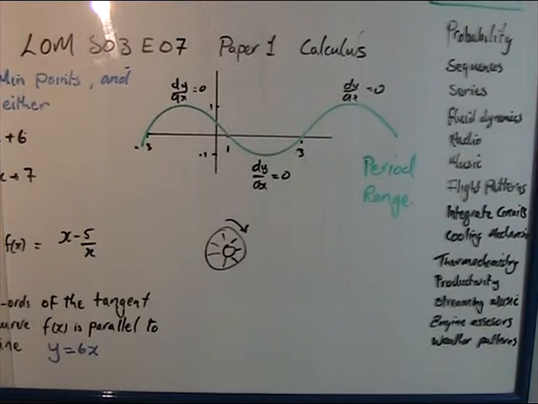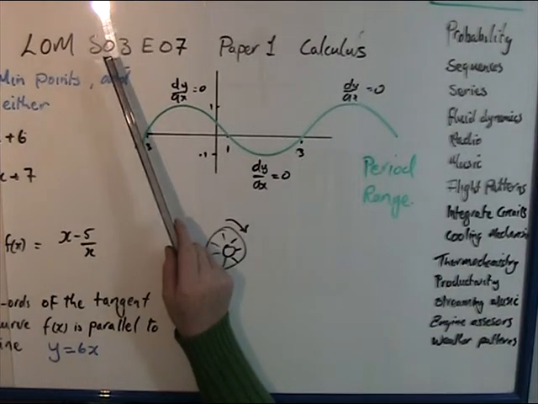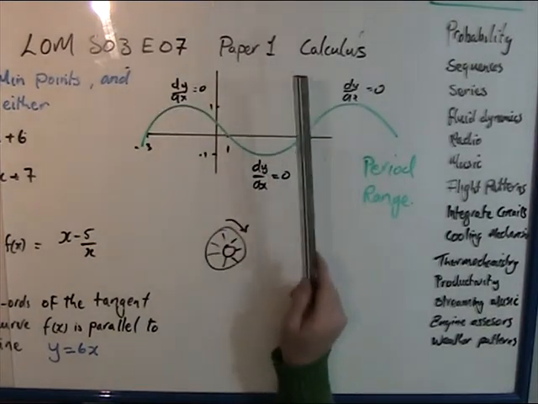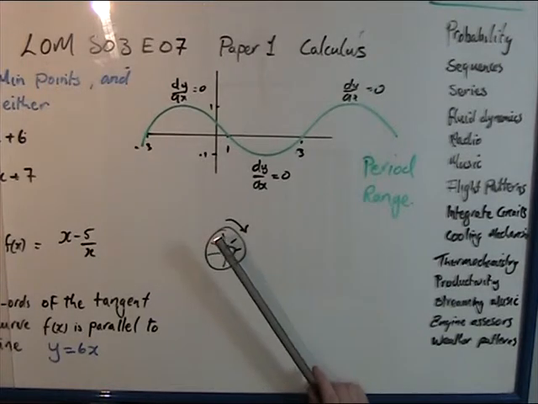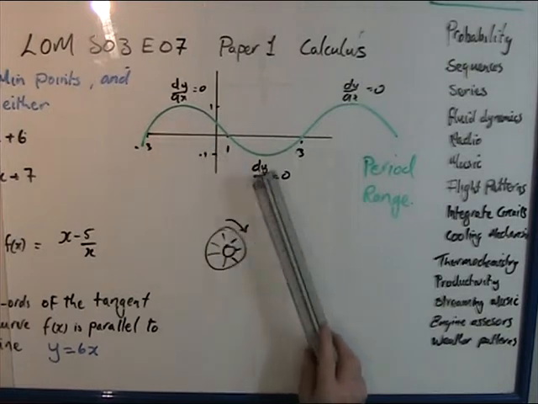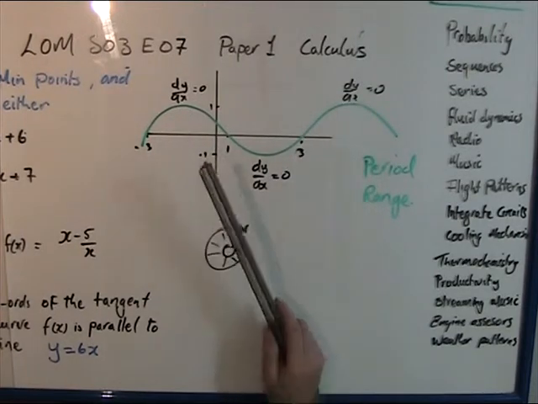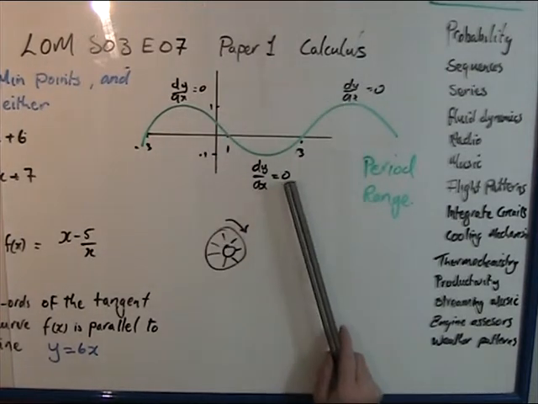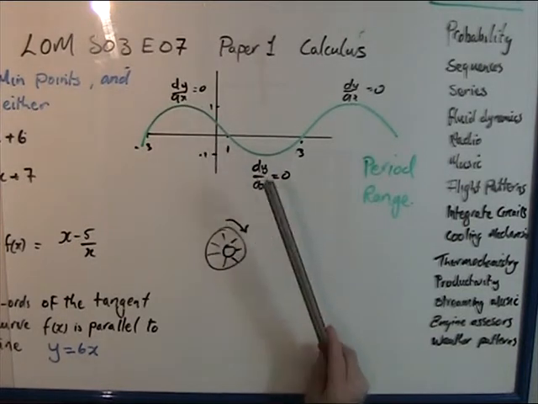Now today it's Leaving Cert Ordinary Level Maths Series 3 Episode 7, and it's Paper 1, and we're doing calculus. Today we're going to talk about when the slope is equal to 0. These are the maximum and minimum turning points.